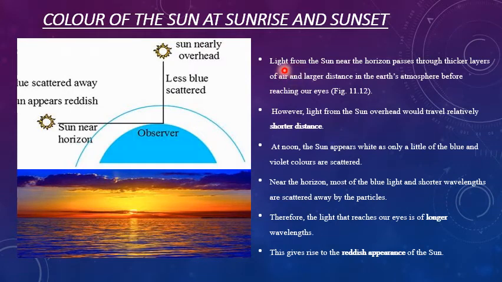Let's see. Light from the sun near the horizon passes through a thicker layer. Near the horizon means here, this is our horizon. It is a thick layer because if this blue color is the atmosphere, then if the observer is standing here, they have to look through a lot of distance through the atmosphere, whereas here the distance from the atmosphere to the observer is shorter. Here it is covering more distance.